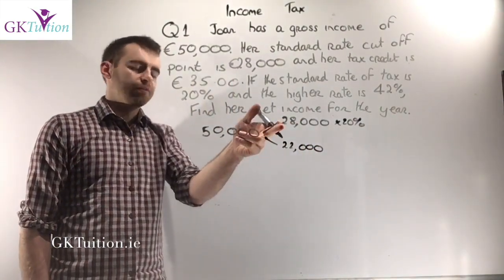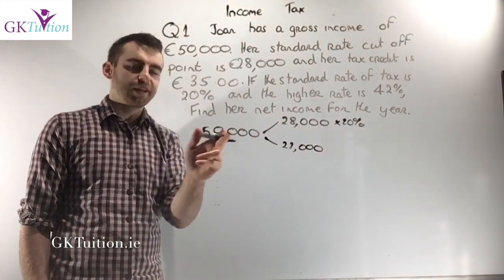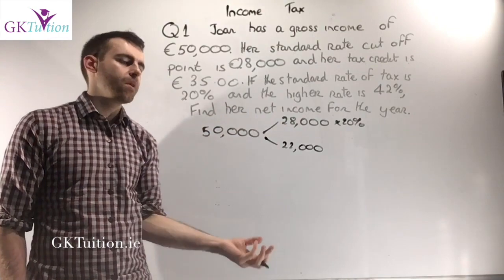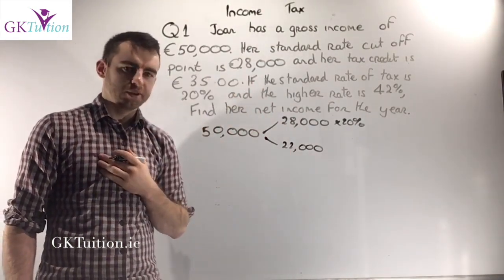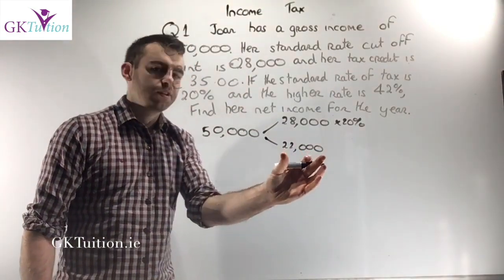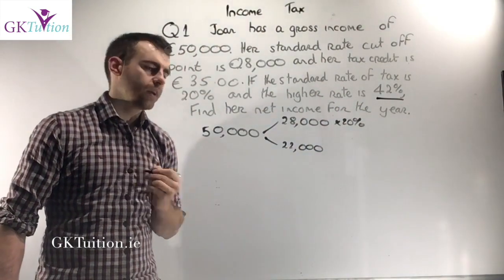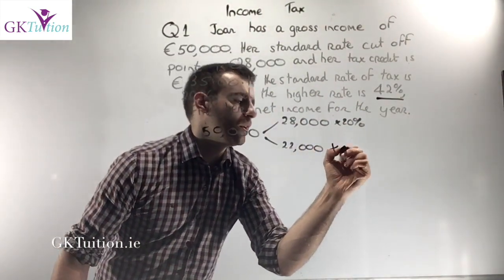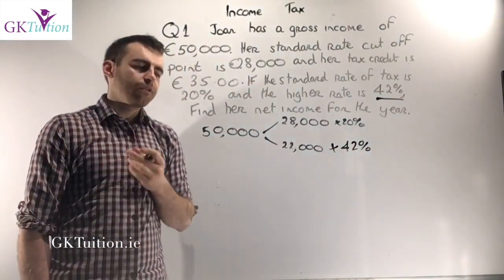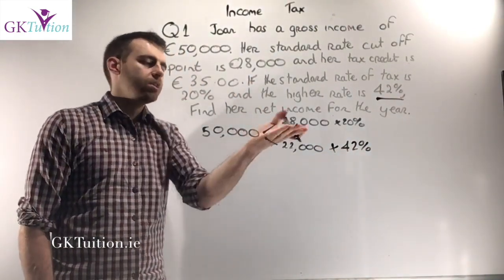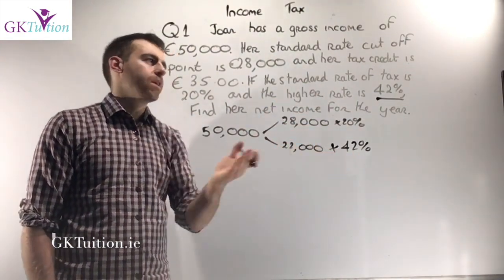Basically, this figure and this figure always have to add up to your 50,000. 22 and 28 gives me 50, so I'm happy enough with that. She's earning €22,000 above the standard rate cut-off point. So on the €22,000 she earns above the standard rate cut-off point, she pays the higher rate of tax. So she's going to have to pay 42% tax on the remaining 22 grand. On the first €28,000 that she earns, she pays a lower rate of tax, and on the remaining 22,000 she pays a higher rate of tax.